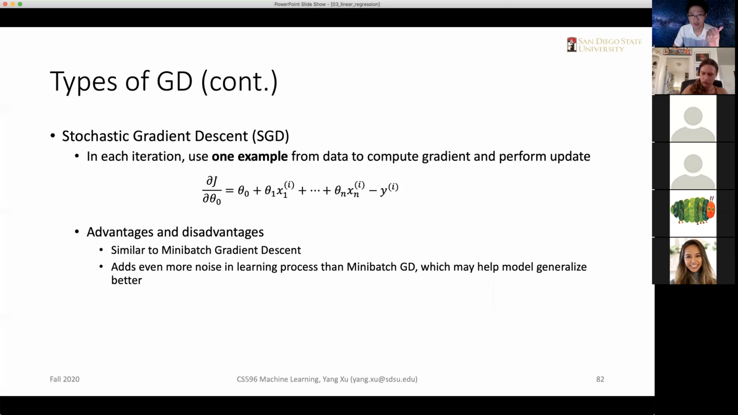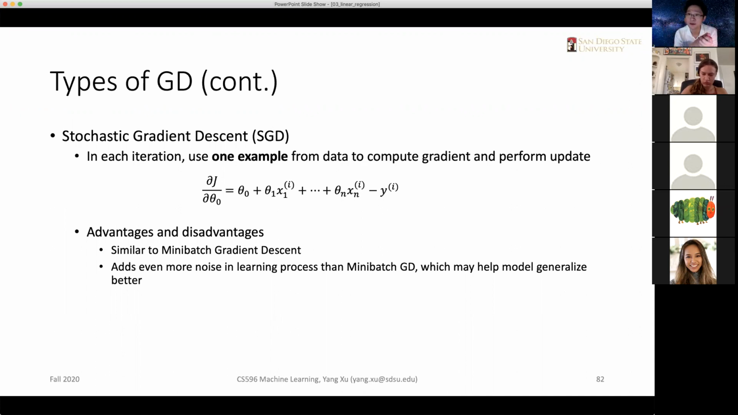And because it brings in more noise in the learning process, it might help the model generalize better. But the cost is that the training is much slower. Okay, and I don't think people nowadays use stochastic gradient descent in the strictly defined sense.